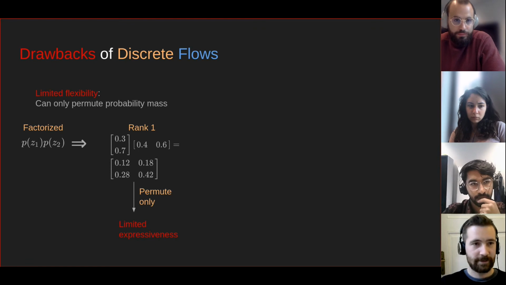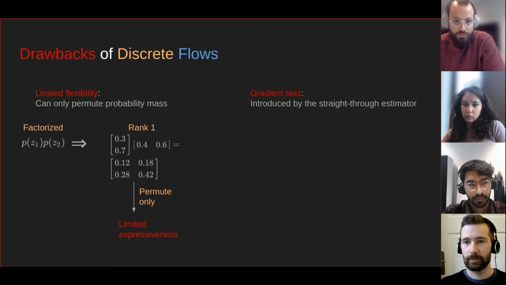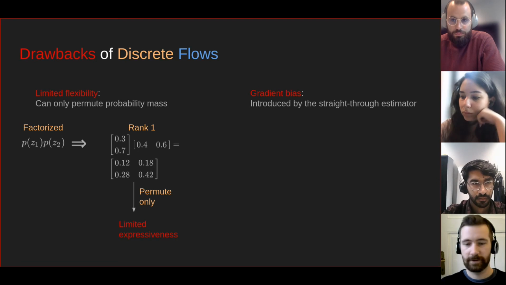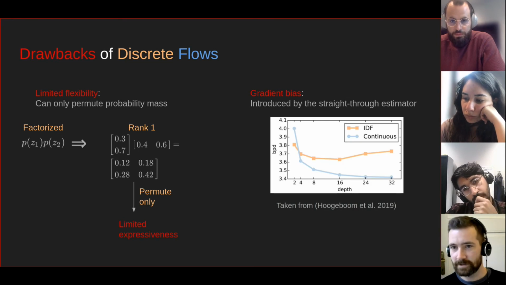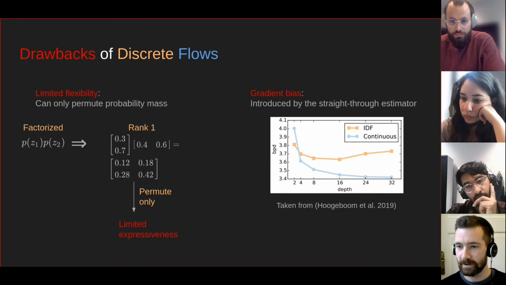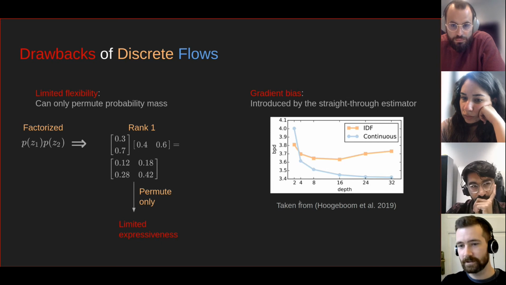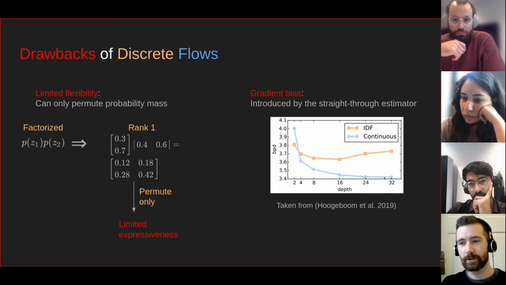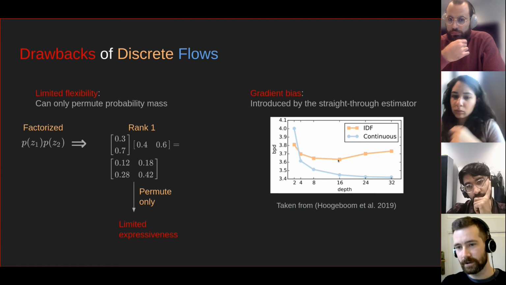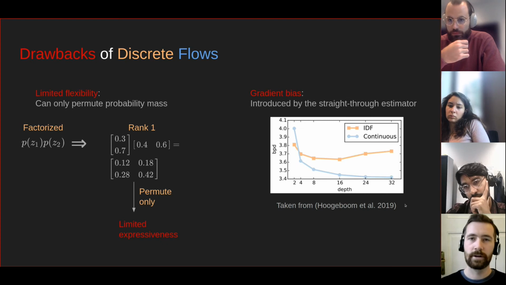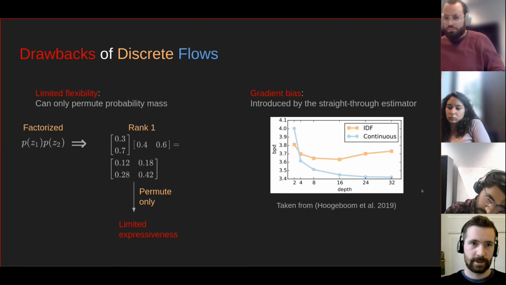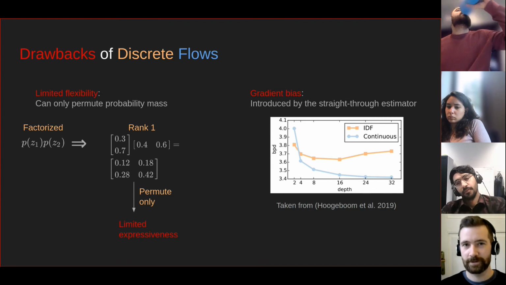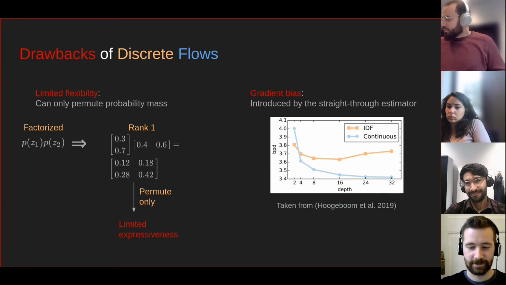So, drawbacks of discrete flows: limited flexibility. The other one is gradient bias. Both the methods I talked about in the previous slide used a straight-through estimator, and I guess there's really no way around it. You have to use some form of approximation if you want to do gradient-based training, and as a result you get gradient bias. This is an example from the IDF paper, where they show that with increasing depth of the normalizing flow, a continuous normalizing flow, the regular case, continues to improve, whereas the discrete one starts getting worse performance at some point. They hypothesize that this is due to gradient bias that accumulates through the layers from this approximation. So there are some clear drawbacks of discrete flows, and it's very hard to come up with other types of invertible transformations for discrete variables, I should say.